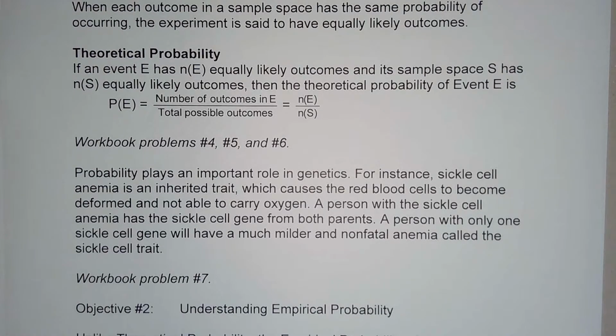Alright, probability plays an important role in genetics. For instance, sickle cell anemia is an inherited trait, which causes red blood cells to become deformed and not able to carry oxygen. A person with sickle cell anemia has the sickle cell gene from both parents. A person with only one sickle cell gene will have a much milder and non-fatal anemia called the sickle cell trait. So let's take a look at problem number 7.